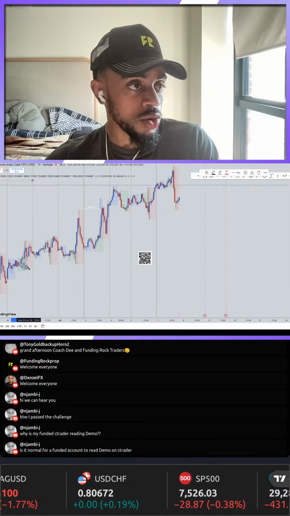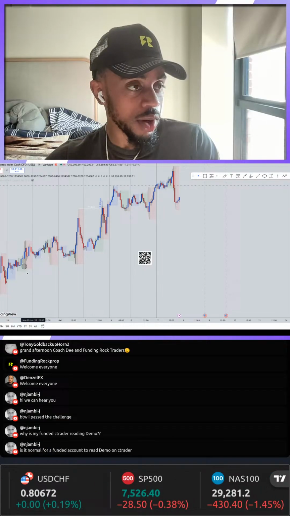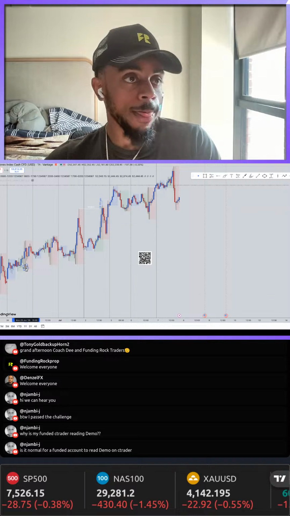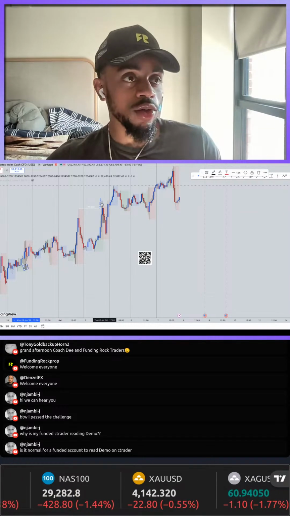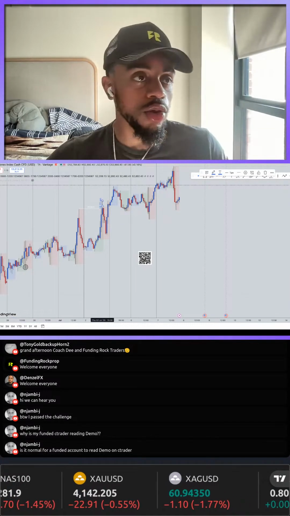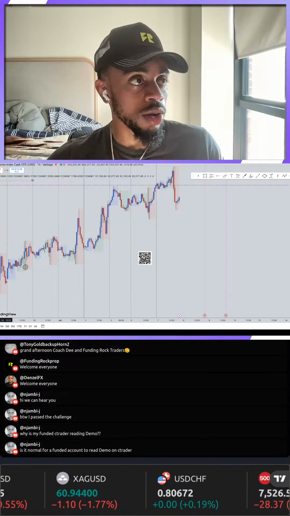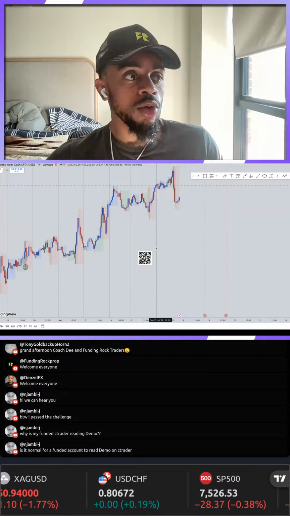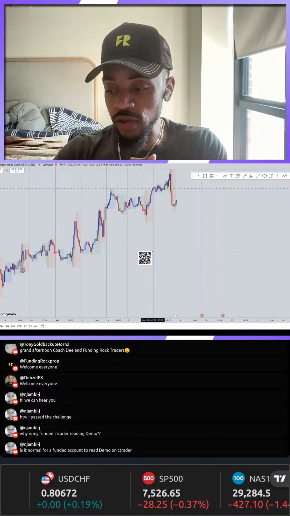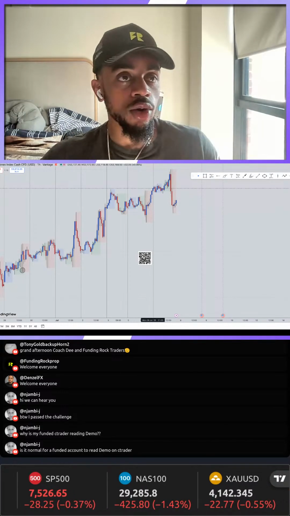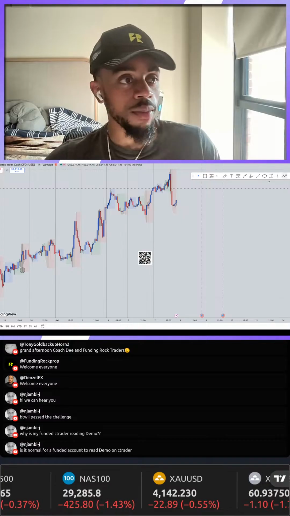But for those that do not know what's happening with US 30 right now, this is a definition of an uptrend. An uptrend is basically when price is making continuous higher highs and higher lows in the upward direction. So whenever you are in an uptrend, guys, it's very simple. You want to be looking for entries at the higher lows. Let me show you an example right now.